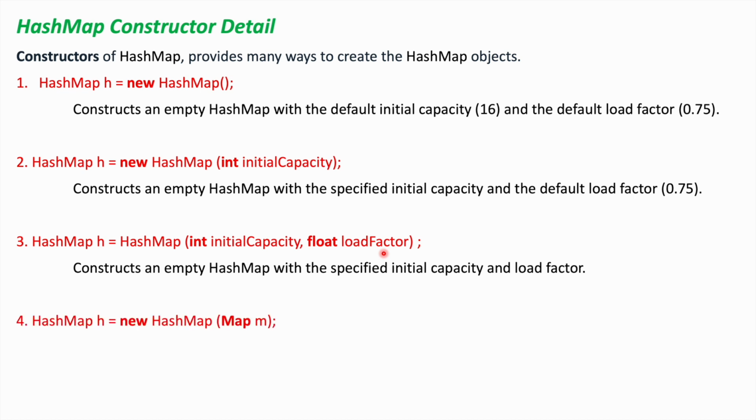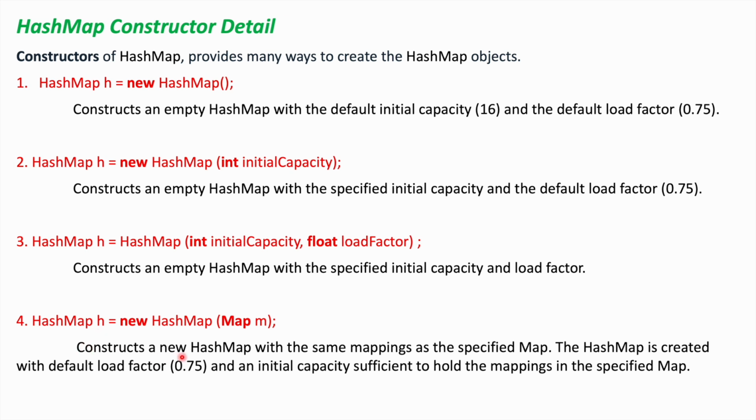The next constructor is HashMap h = new HashMap(map object). If you have an existing map object and want to create an equivalent HashMap object for any Map interface implementation, then we will use this constructor. It constructs a new HashMap with the same mappings as the specified map. The HashMap is created with the default load factor of 0.75 and an initial capacity sufficient to hold the mappings in the specified map. So these are the four constructors.